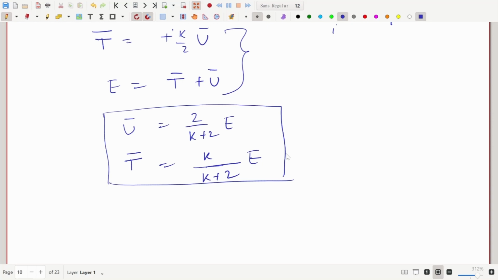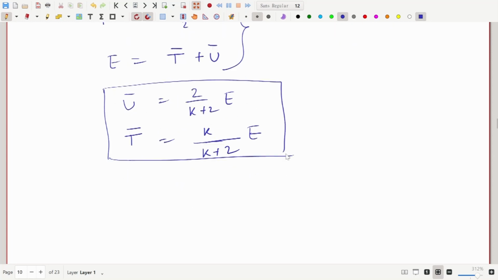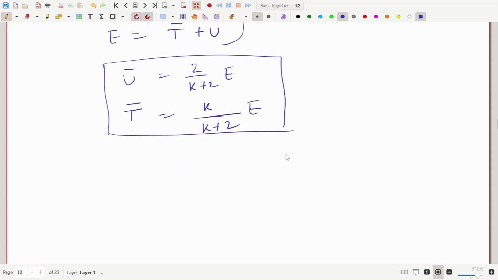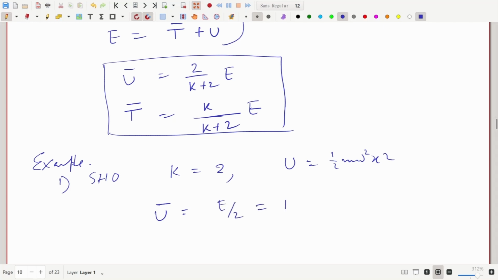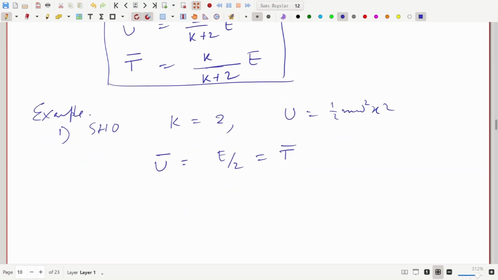Now quickly we can see the consequences of this. Example 1: if you have a simple harmonic oscillator, then k equals 2, because U equals half m omega squared x squared. In that case U bar equals E by 2 equals T bar. So for a simple harmonic oscillator, the average potential energy equals the average kinetic energy, and that is a half of the total energy.